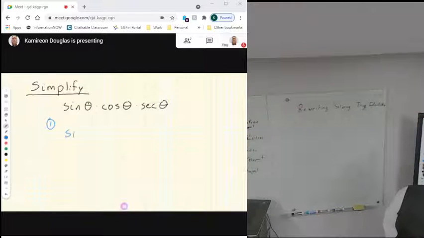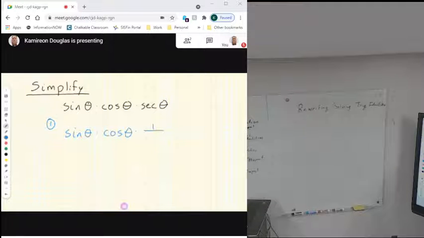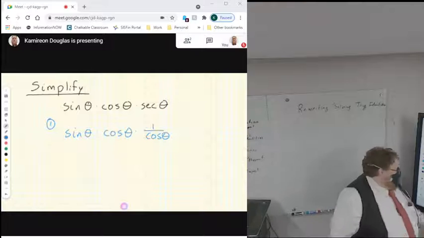I change this from sine times cosine times secant to sine times cosine, and then using a reciprocal identity. How do I write secant? 1 over cosine. Why does that make this simpler? Because cosine times 1 over cosine cancels out.